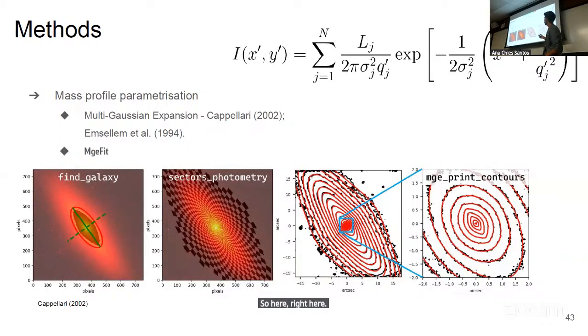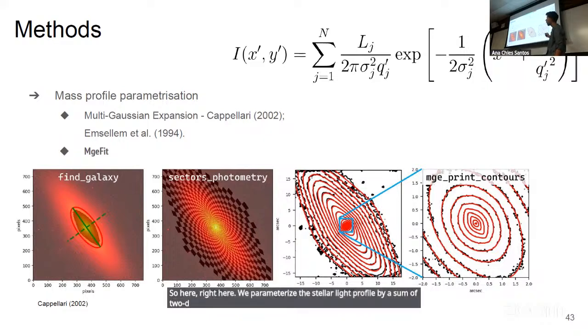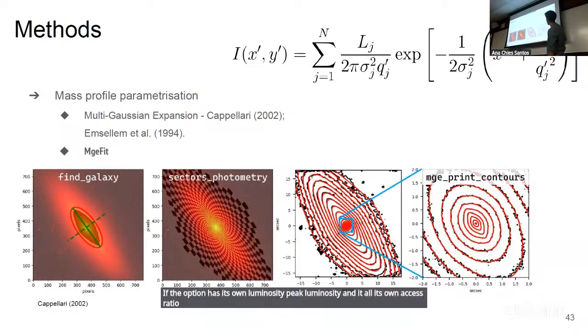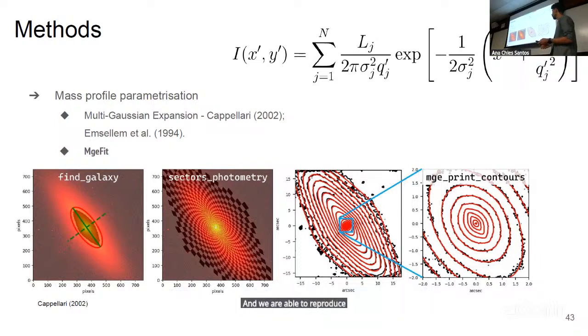We parameterize the stellar light profile by a sum of two-dimensional Gaussians. Each Gaussian has its own peak luminosity and its own axis ratio. So this is how we parameterize the light distribution. It's not a Sersic or exponential profile. It has this formula because it is more generic, and we are able to reproduce other features that a single Sersic profile is not able to.